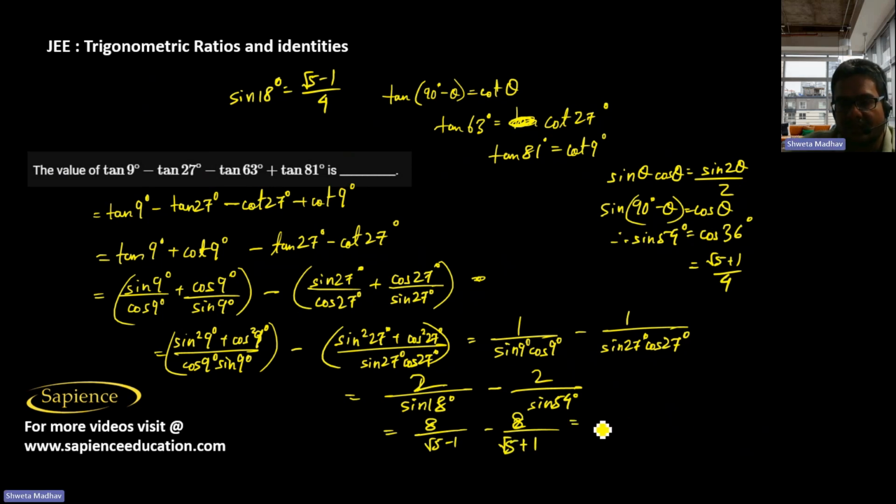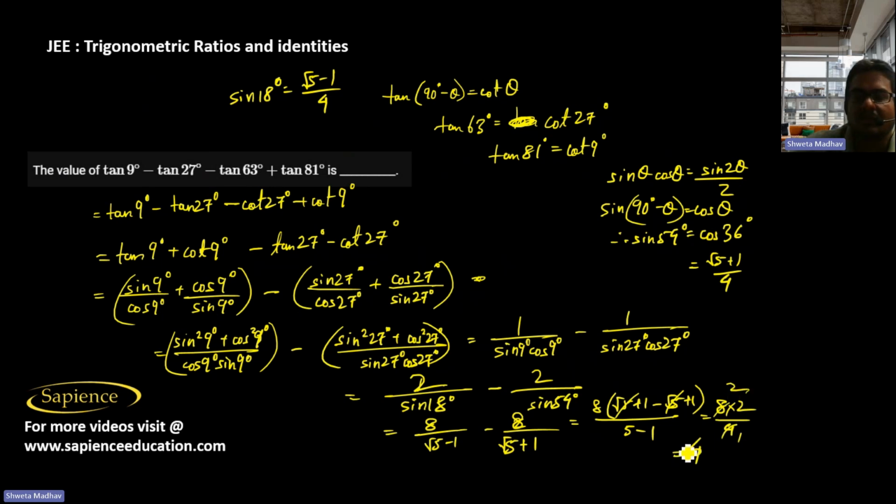So now if we take LCM, we will have 5 minus 1 in the denominator, and here we will have 8 into root 5 plus 1 minus root 5 plus 1. So root 5 will cancel. So it is 8 into 2 by 4. So 4 to the 8, so 2 to the 4. Therefore, the value of this expression is 4. 4 is the answer.